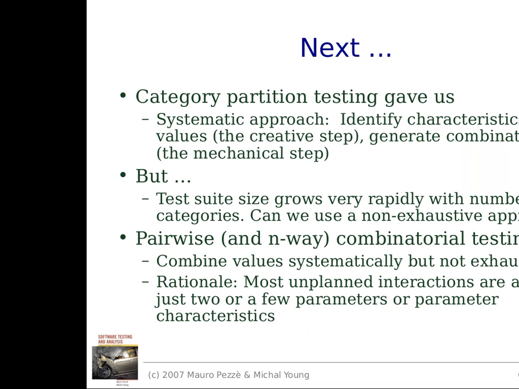All right, so the category partition gave us a nice systematic approach to identifying the characteristics of values and then coming up with the different combinations. But it can grow very rapidly, and can we use a non-exhaustive approach? Hopefully you can see from the previous one that would be very, very time-consuming, especially if you have a large program, although maybe you have the money in order to do it. Another way to go about it is something called pairwise combinatorial testing, and this is going to give us a kind of a more systematic approach that's not exhaustive.